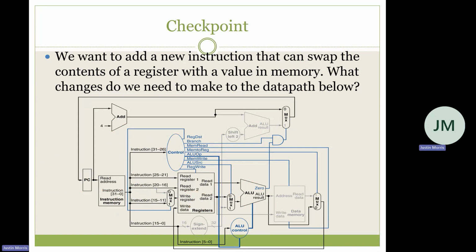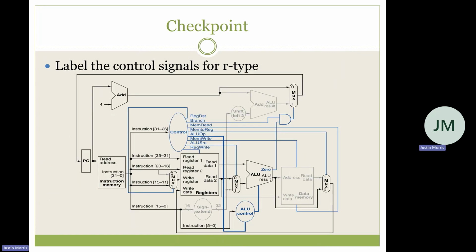Yeah, nice. So this is your homework question, so I meant to hide this slide. So here, since we're running out of time, let's just do these together. Just want to remind ourselves about these different control signals in our data path. So for an R type, and let's just go one signal by one signal. What does register destination need to be?